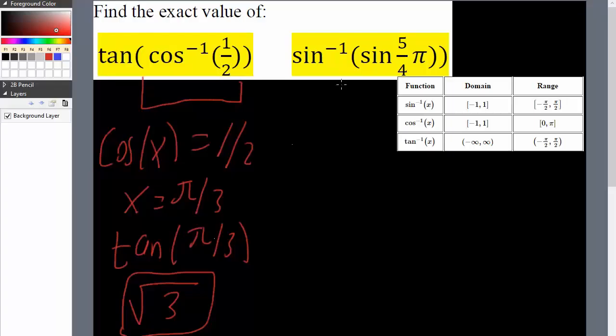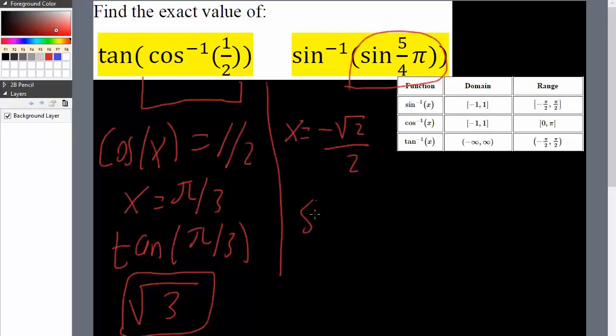We do almost the exact same thing for this question, but instead we have sin(5π/4), not inverse, just plain sine. And so this right here in itself, x would equal negative square root of 2 divided by 2. So now we write sin⁻¹ of negative square root of 2 divided by 2.